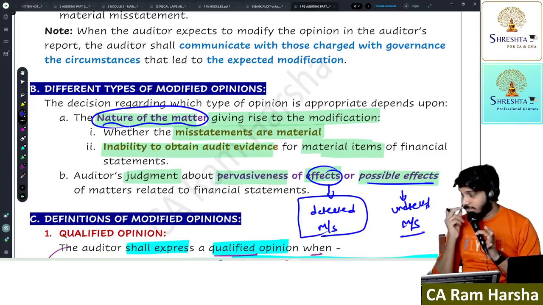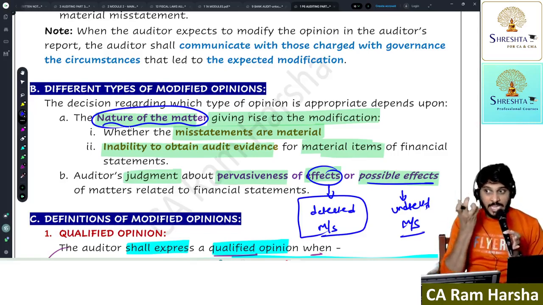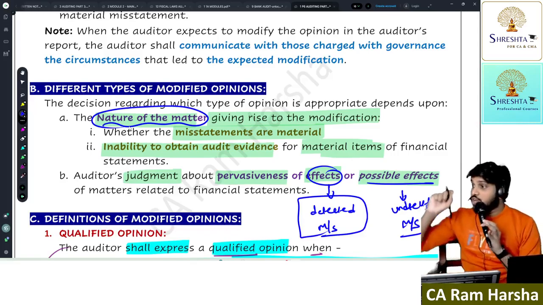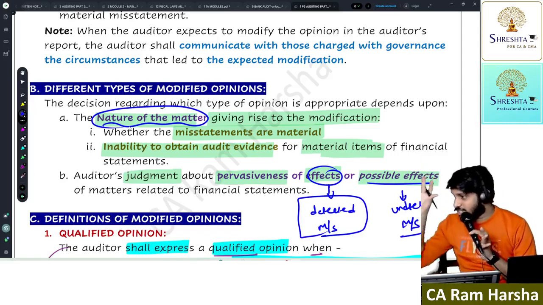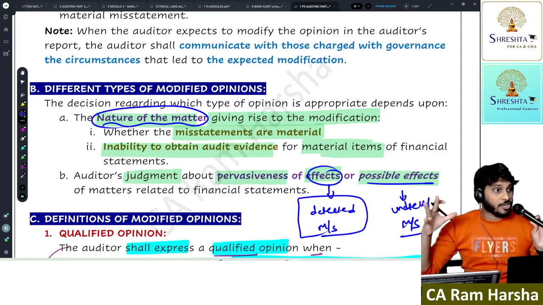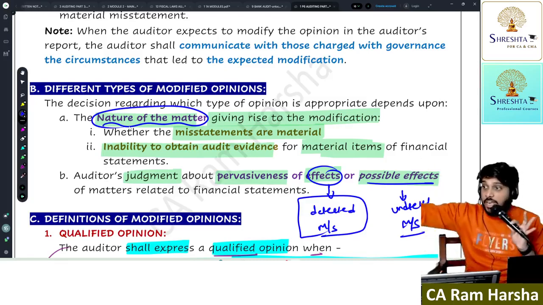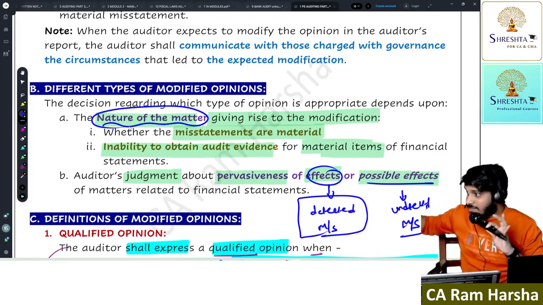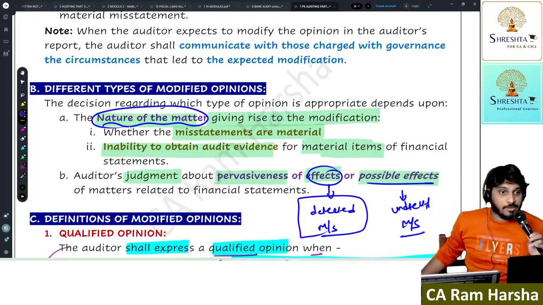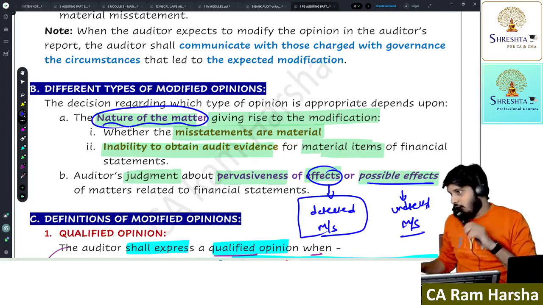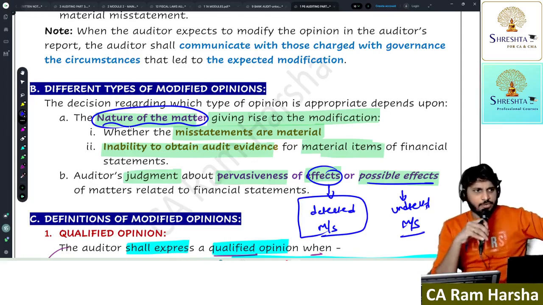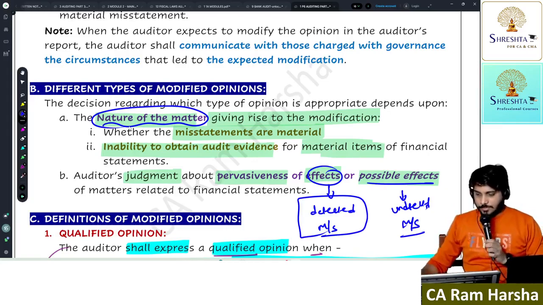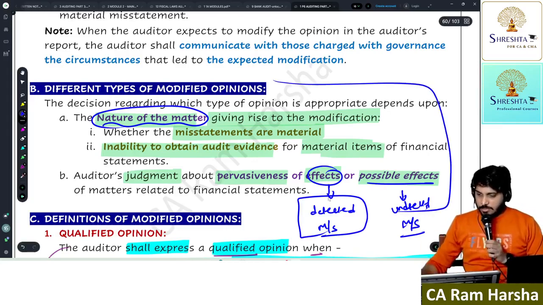Material and pervasive. You see, is the major portion coming from misstatements or from your inability to get evidence? Suppose the major contribution to the pervasiveness is not getting evidence. Not having evidence is the main reason for pervasiveness. Then which opinion? Able to understand, all of you? Next, this itself can be asked as a question.